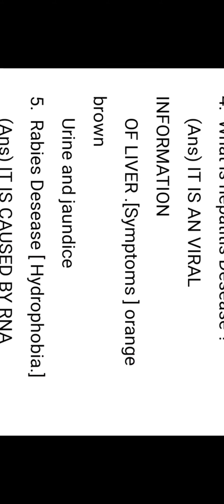The next question: what is the hepatitis disease? It is a viral inflammation of the liver. Symptoms are orange-brown urine and jaundice. The eyes also become light yellow in color.